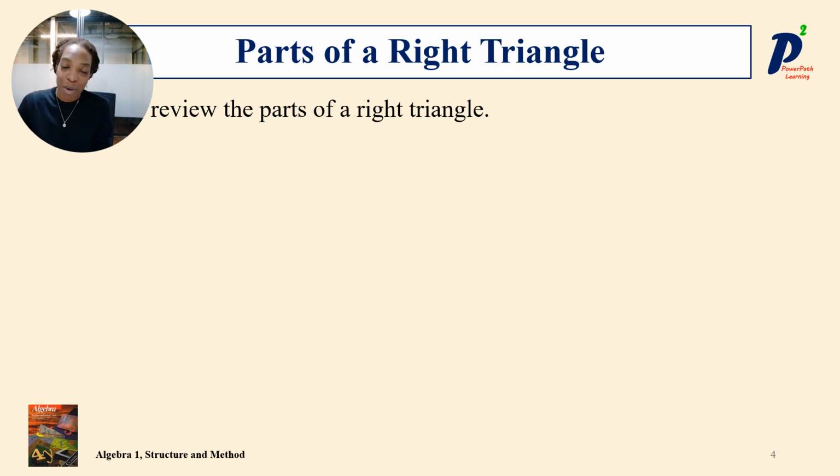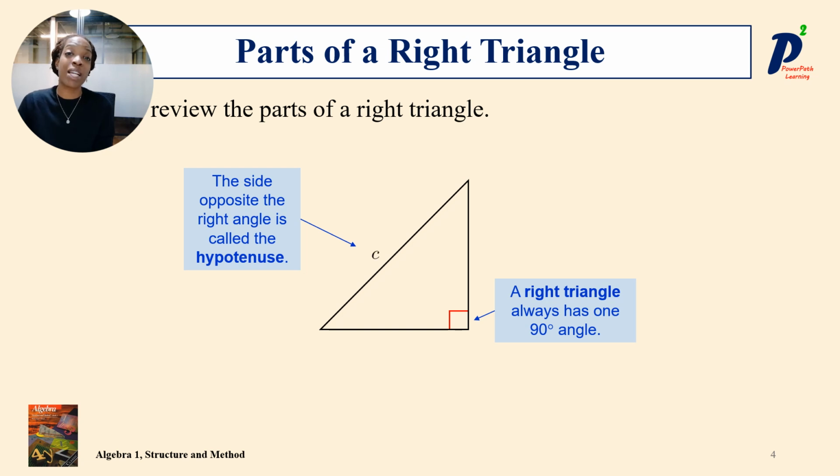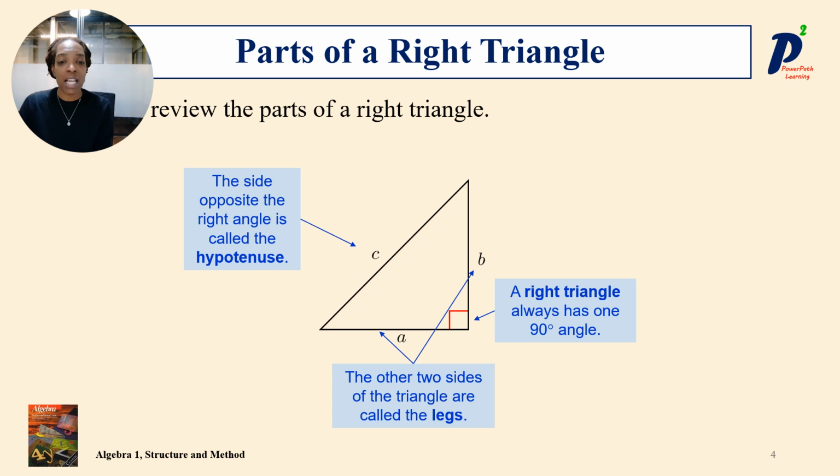You might remember this from primary school, but let's review the parts of a right triangle. A right triangle has one 90-degree angle, and the side across from the 90-degree angle is called the hypotenuse, commonly denoted as C. The other two sides of the triangle are called legs, and we use A and B interchangeably as their names.